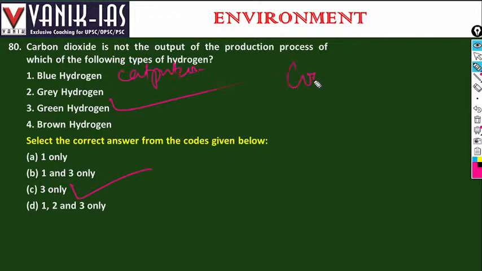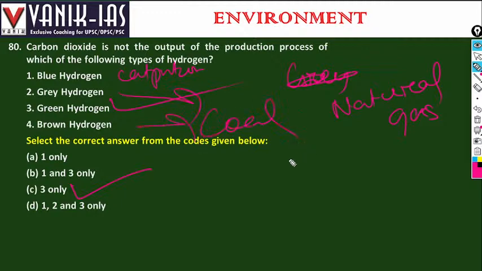That is generated from natural gas, but emissions are captured. That is what we call blue hydrogen. And grey hydrogen is from natural gas. Brown hydrogen is from coal.